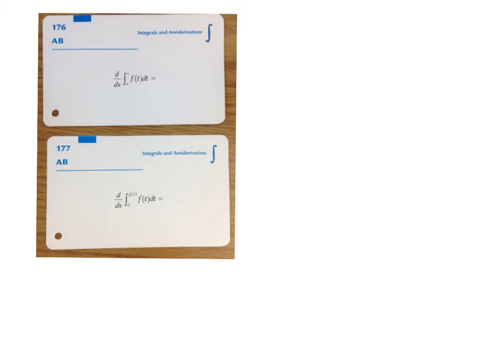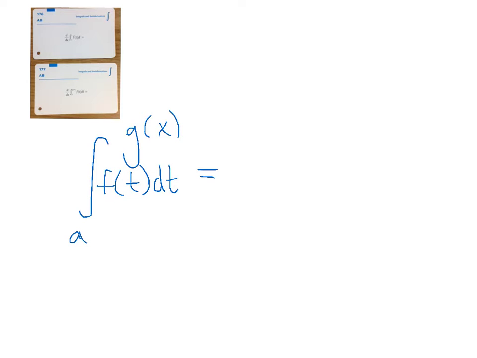All right, so we're going to use the same method we used in the previous video to answer the question in the second card here. So what we're going to do is take the integral from a to g of x of f of t dt, and we're going to say it's equal to big F of g of x minus big F of a.